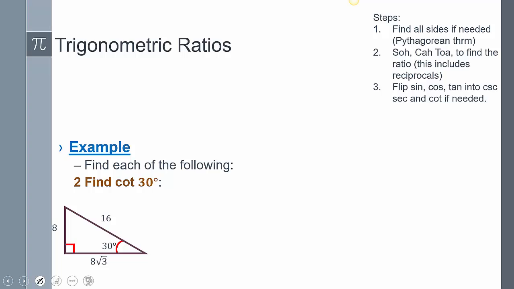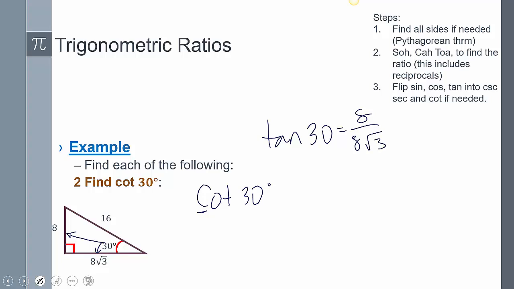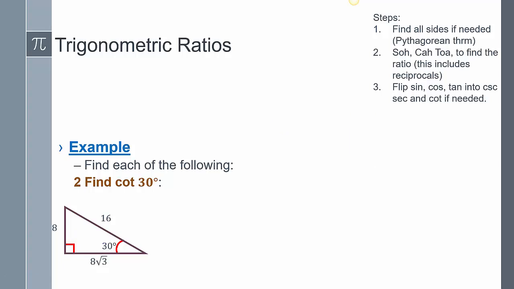So one more example here. If I wanted to find the cotangent of 30 degrees, well, I know cotangent is aligned with tangent. So tangent of 30 degrees is opposite over adjacent, so SOHCAHTOA. So that's 8 over 8 radical 3. So the cotangent, you just flip it, because it's the reciprocal. So 8 radical 3 over 8, the 8's cancel out, and you're just left with radical 3.